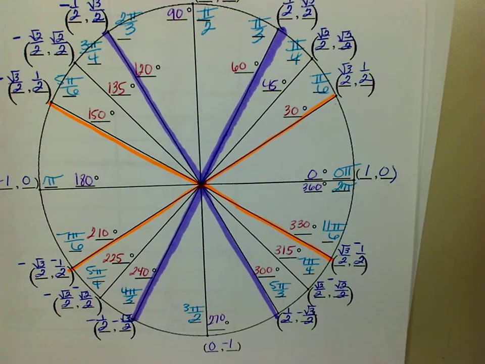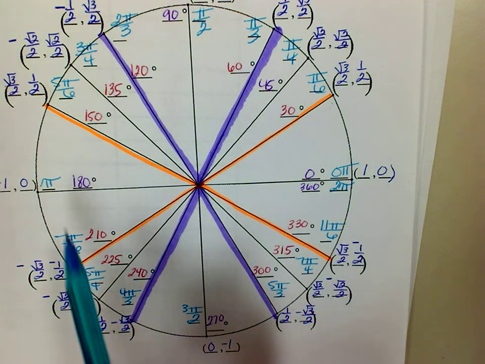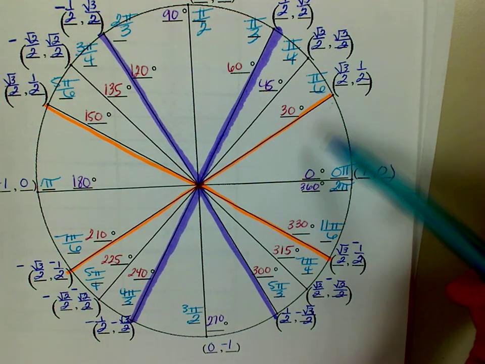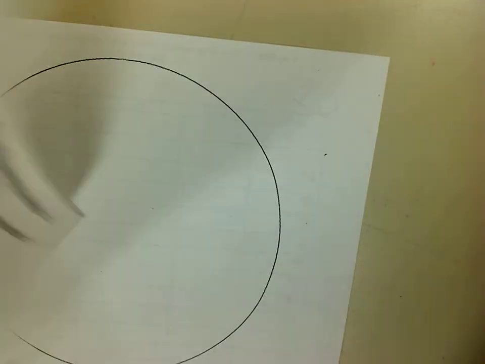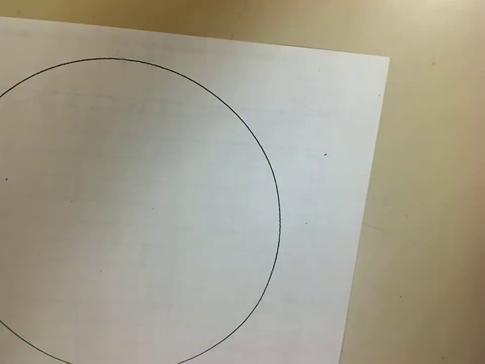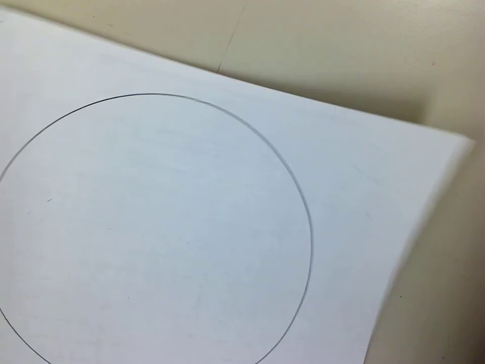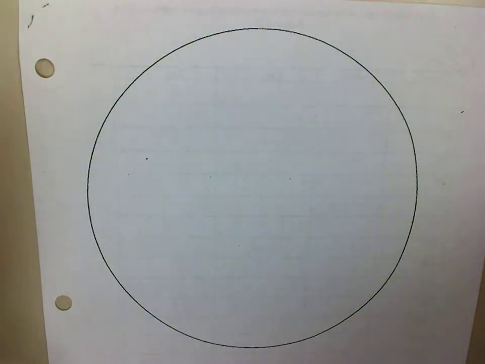So now we have the unit circle complete. We have all the degrees, all the radians, and all the ordered pairs. And I believe that is it for 8-4. Yes, because this is just something random we're going to work with another time.